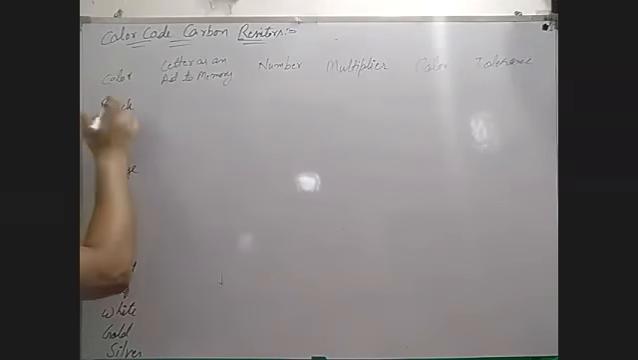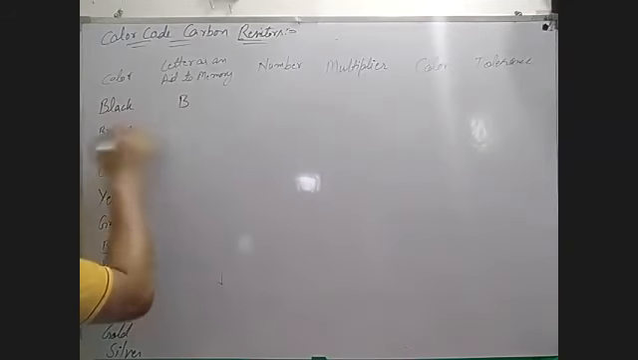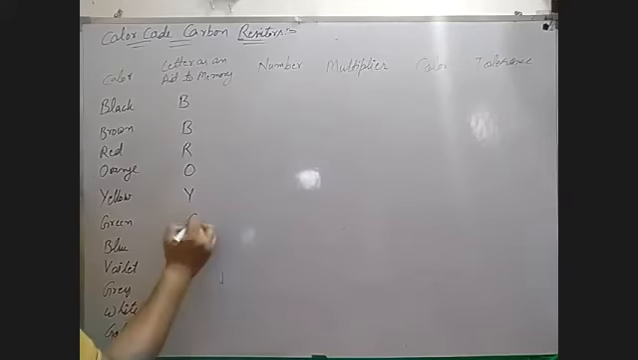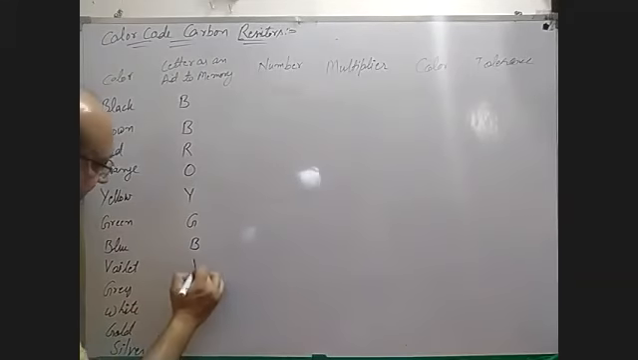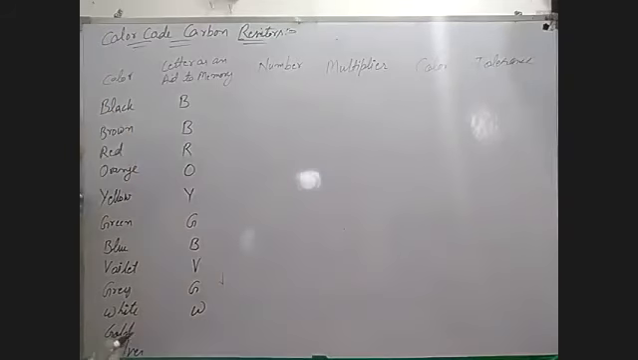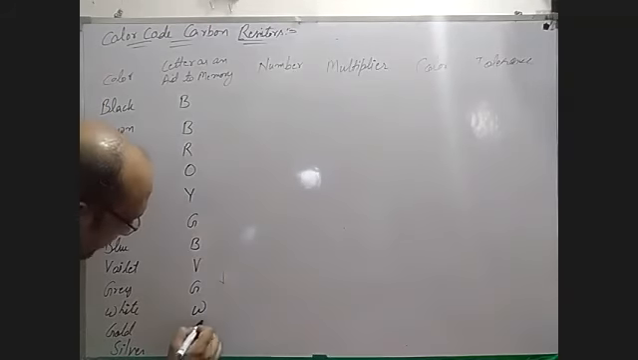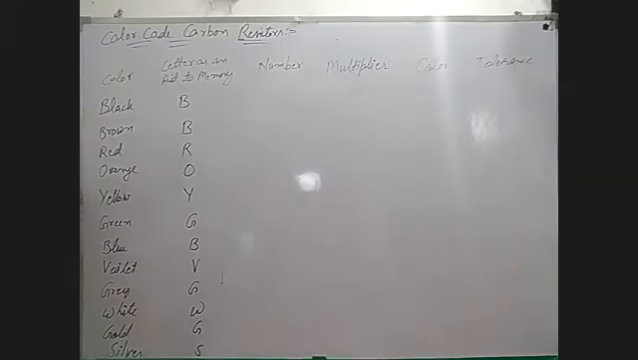If you want to remember all these colors, then you have to take the capital letters: B B ROY of Great Britain has a Very Good Wife, with GS for gold and silver. So that is the sentence we can take.